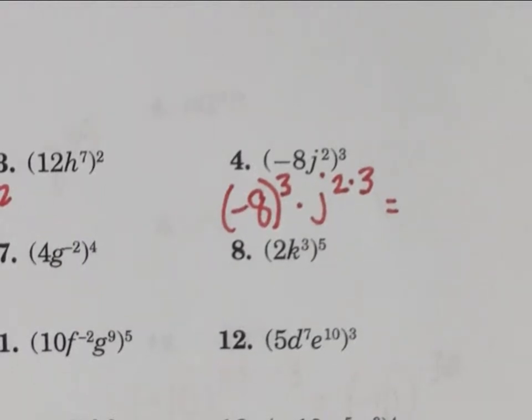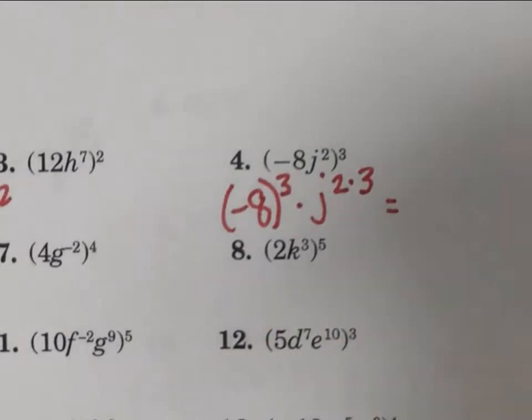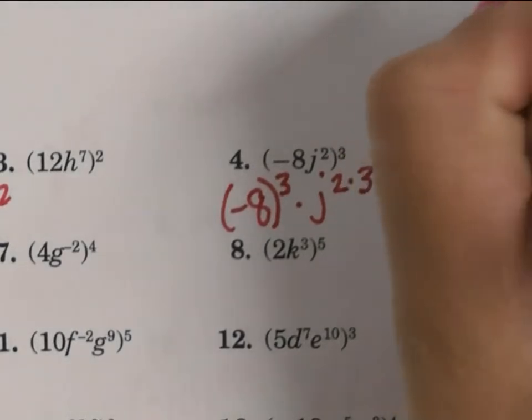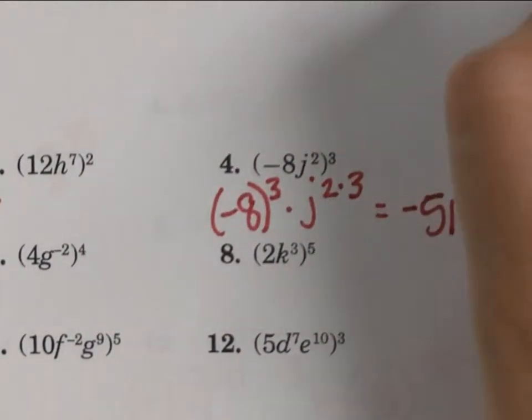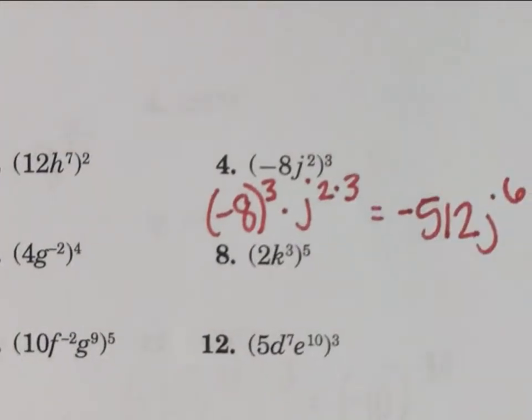Okay. So what did we say negative 8 cubed was again? 4,000. I think that was to the 4th power, wasn't it? Negative 512. Yes, that's correct. So I have negative 512 j to the 6th power.